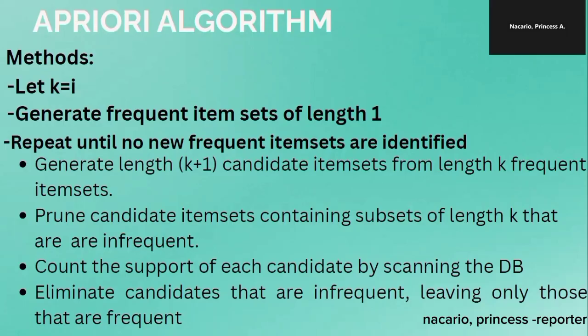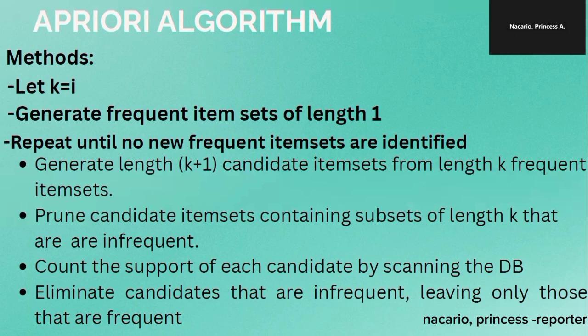Apriori algorithm. This slide shows how the Apriori algorithm works step by step, which is used to identify frequent item sets in a dataset. The first thing we need to do is let k equal 1, meaning we start with item sets of length 1, or single items. Then, we generate all possible frequent item sets of length 1. From there, we repeat the process as long as new frequent item sets are being found.